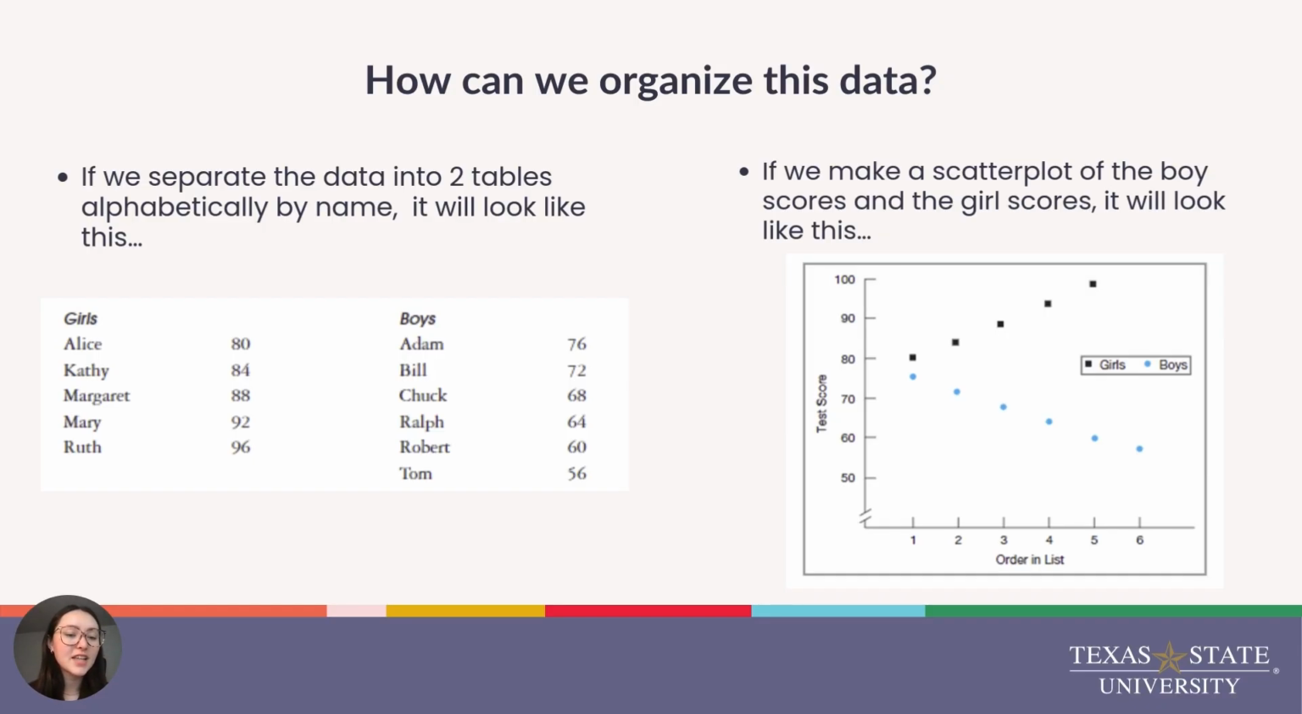So, if we separated the data into two tables alphabetically by name, it would look like this on the left, and if we make a scatter plot of the boy and girl scores, it would look like this on the right. These are just two examples of some ways to organize your data.